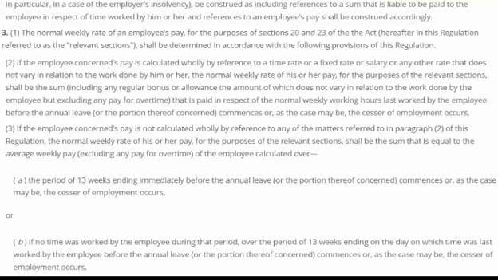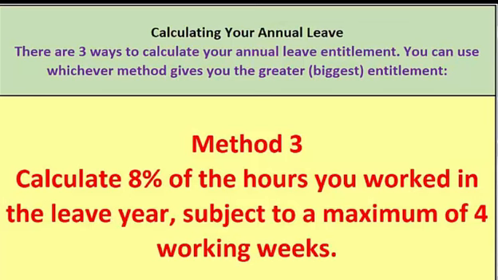Overtime is when you are paid at a premium rate like time and a quarter, time and a half, or double time. Part-time employees. Generally, annual leave for part-time is calculated using method 3. This means you can get 8% of your hours worked. If you work full-time for some months and part-time for the rest of the year, you should calculate the leave for the full-time and the part-time periods of work separately.